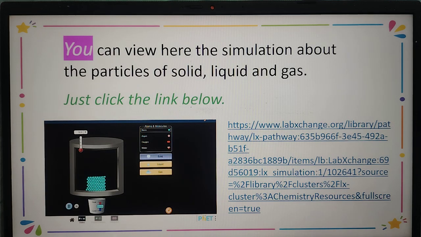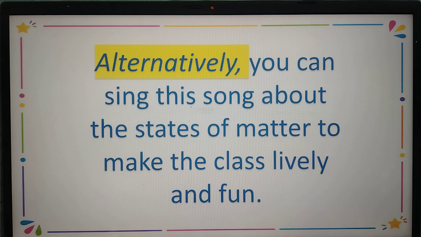You can view here the simulation about the particles of solid, liquid, and gas. Just click the link below. Here's the link. You can click the link once I forward to you the PowerPoint. Once you have downloaded it, you can press it.